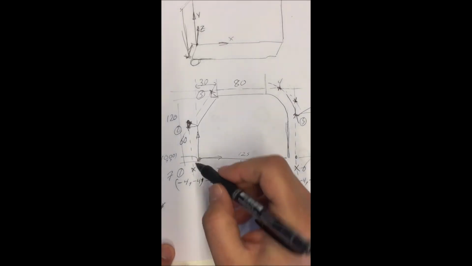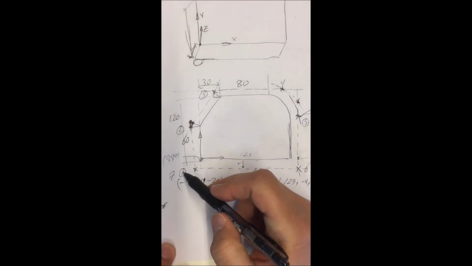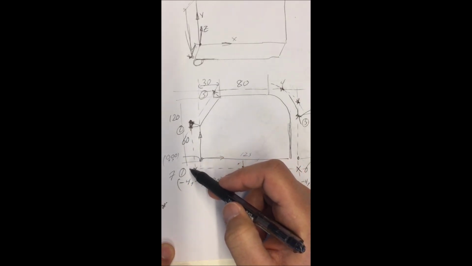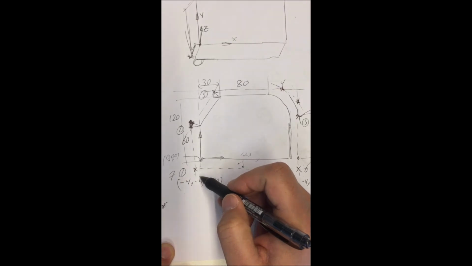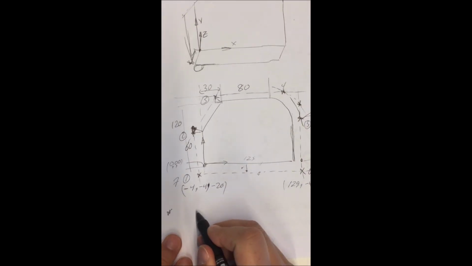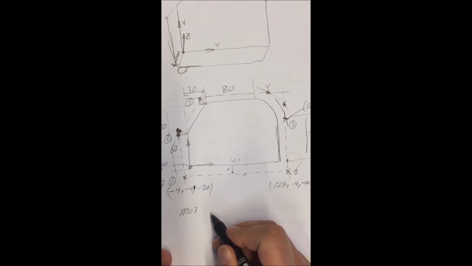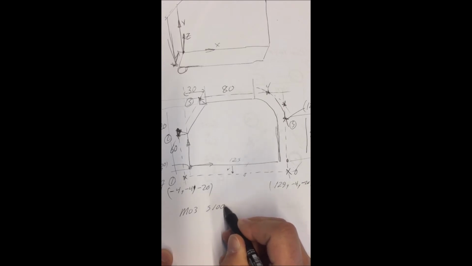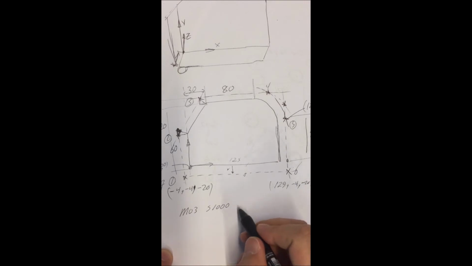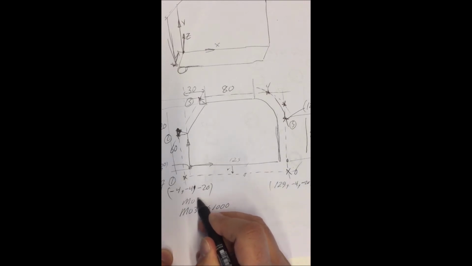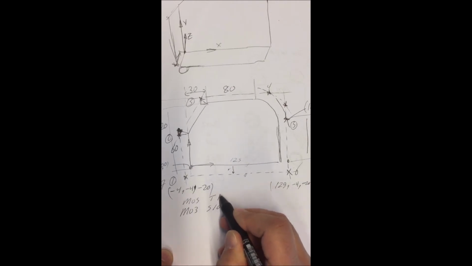So let's move clockwise. The first thing is going to go from point 1 to point 2, and to move from point 1, I'm sorry, I have to go from the reference to here and then do the following. So first thing I have to do is M03, which should be followed by the spindle speed. Let's say it's going to be 1000 RPM, and before that I'm going to use the M05, and I'm going to use tool number 1.